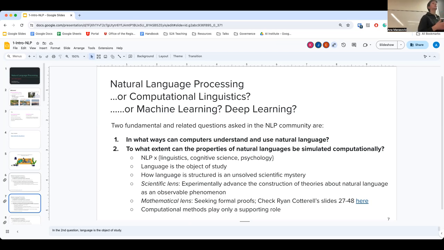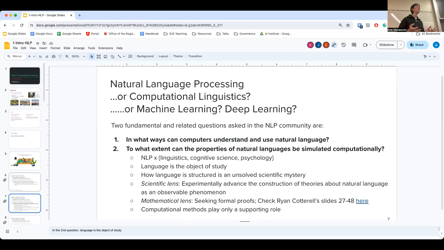You might not know it because many of us don't have linguistics as our formal training, but how language is structured is actually an unsolved mystery. As a humanity, we do not know exactly how language is structured, and we are still pursuing that understanding. So when we approach this question, we approach it from a scientific lens. We want to experimentally advance the construction of theories about language, where language is an observable phenomenon. It's the thing we are studying.